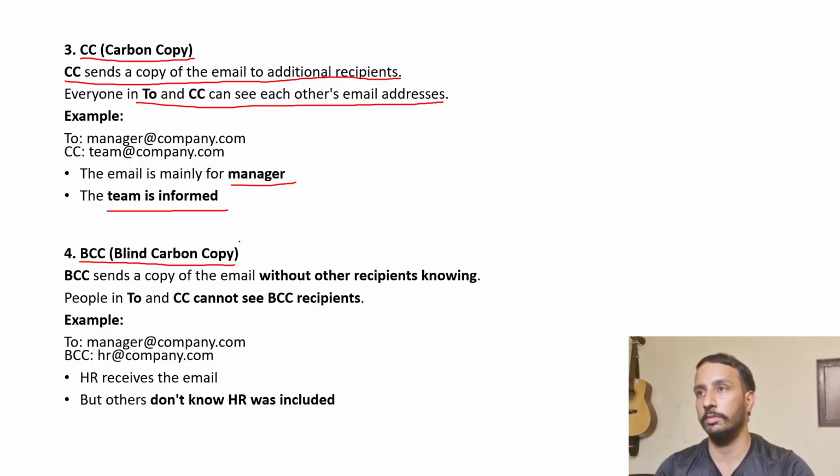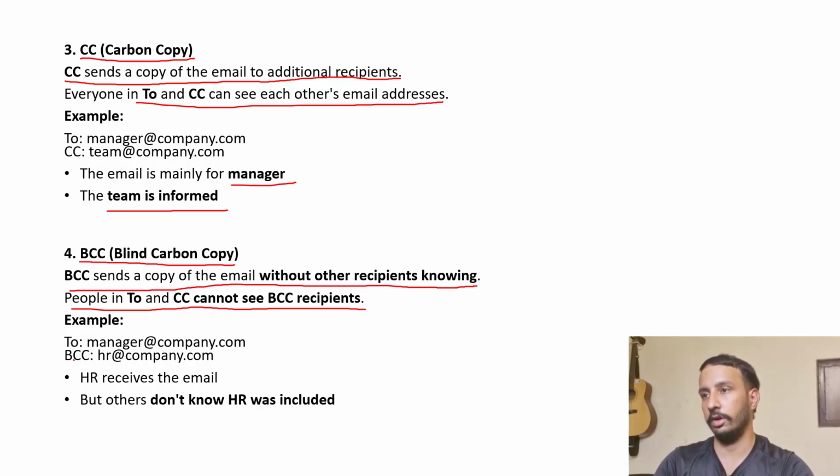Who are the others who cannot see it? I mean, the person who is sending it, the From one, he can see it because he is sending it, so he must know who he is sending it to. But To and CC will not be able to see who is in the BCC. So BCC sends a copy of the email without other recipients knowing. People in To and CC cannot see the BCC recipient. This point is very important.